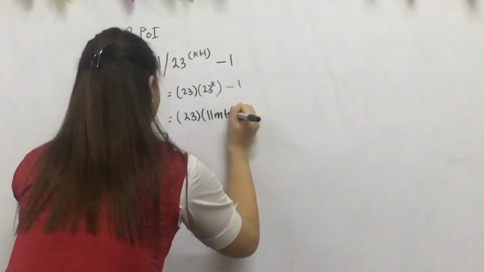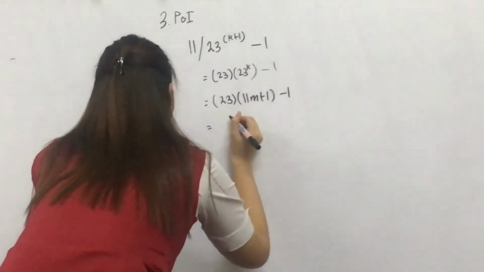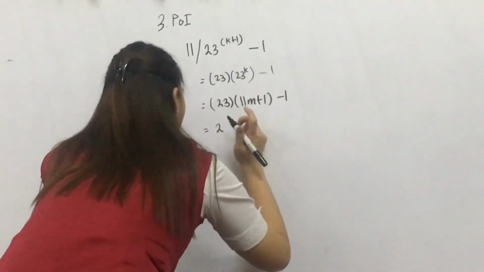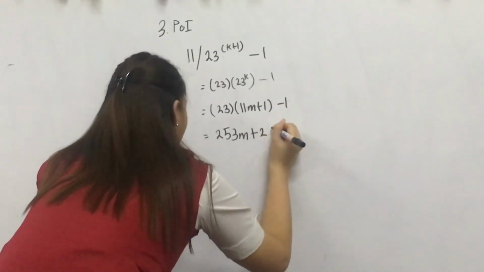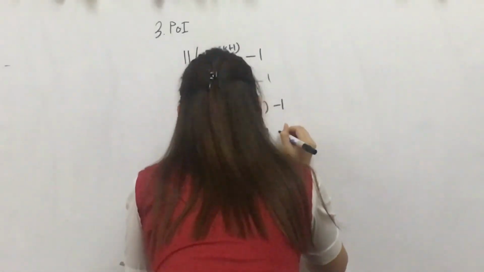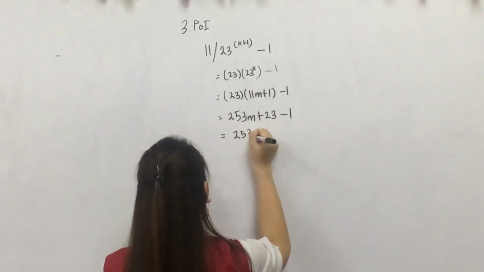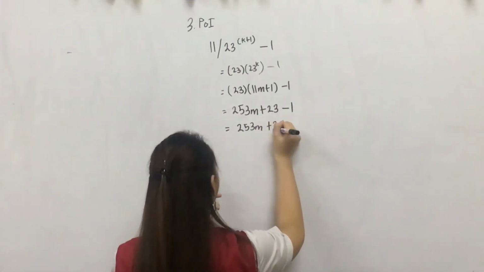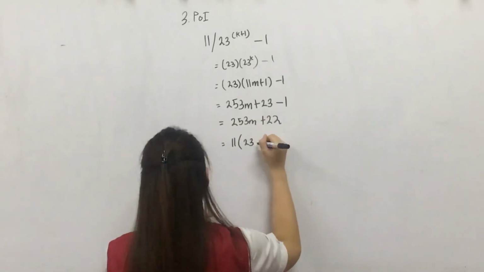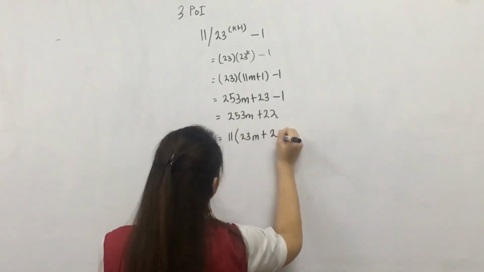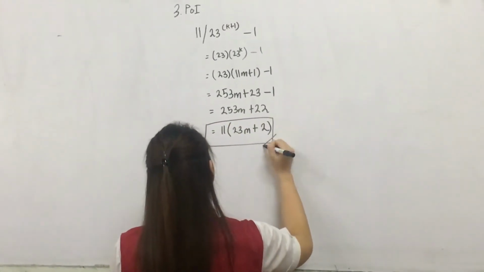Now you have an equation of 23 times open parenthesis 11m plus 1 close parenthesis minus 1. You can now distribute the 23, which will become 253m plus 23 minus 1. And the final, which is 253m plus 22. Both 253 and 22 are divisible by 11, which is equal to 11 times open parenthesis 23m plus 2 close parenthesis.